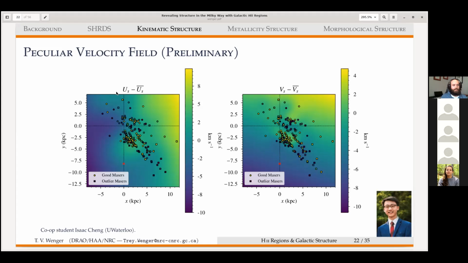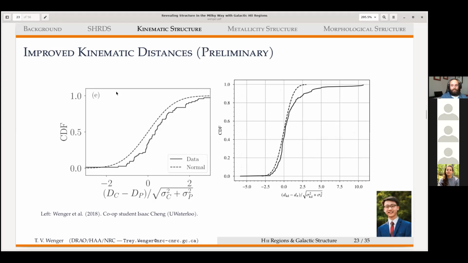And so now the question is, does incorporating this peculiar velocity field into the kinematic distance method actually improve the kinematic distances? And so just yesterday, Isaac generated the fantastic plot here on the right. This is showing a cumulative distribution function of the difference between the kinematic and the parallax distance relative to the uncertainty. So the idea here is that if your kinematic distances and your parallax distances are giving you the same answer, then this distribution should be centered on 0.